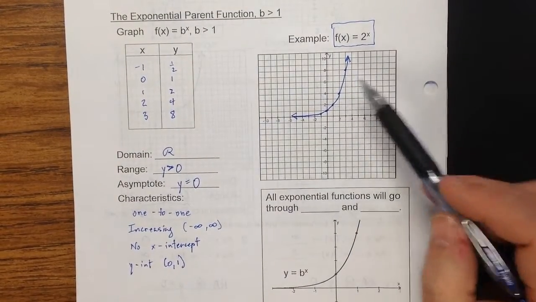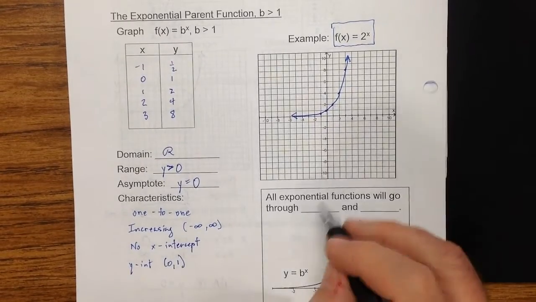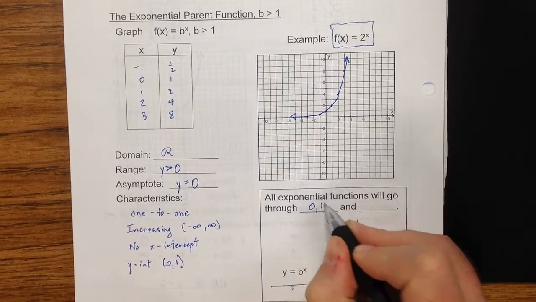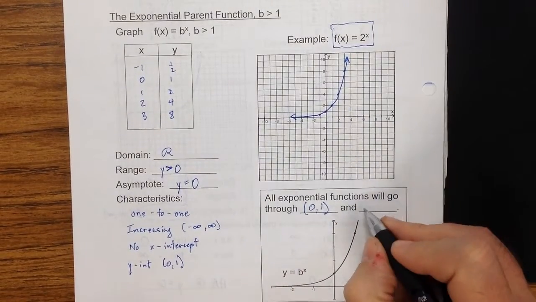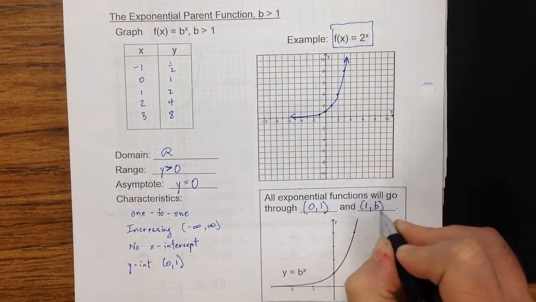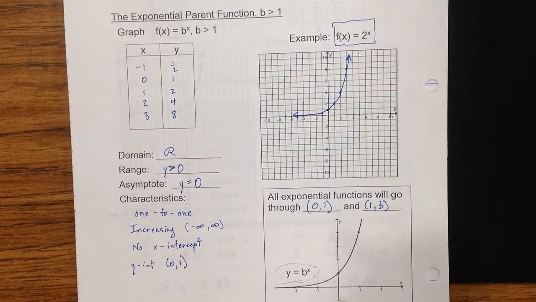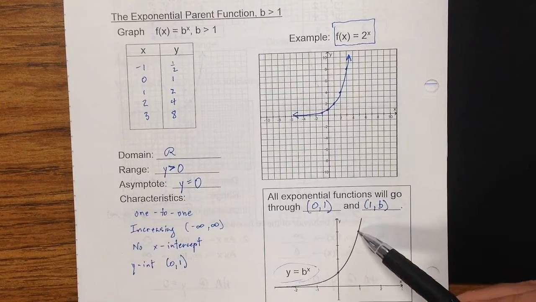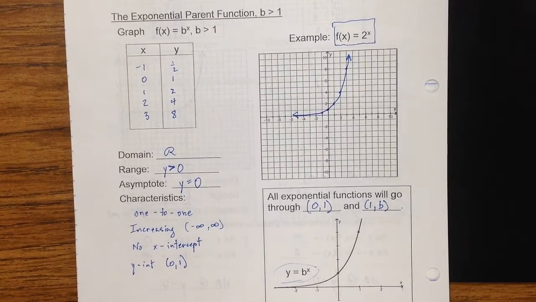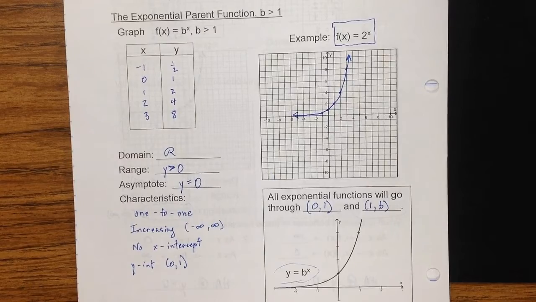In general, all exponential functions of this type will go through the point 0, 1. They always go through 0, 1, and also they're going to go through the point 1, b. So if I'm looking at just the general equation y equals b to the x power, it will go through 0, 1. It will also go through the point 1, b, whatever the value of b is. In our case here, it was 2. Okay?